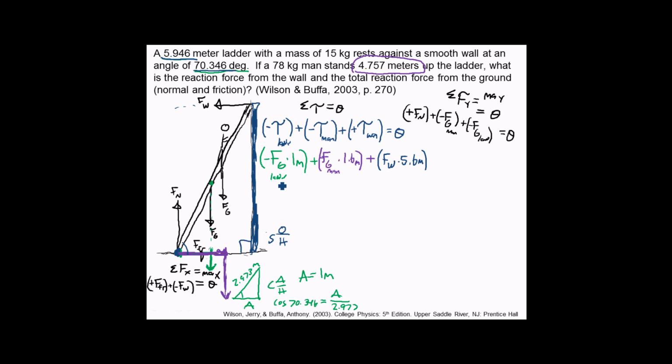And we know the force of gravity is mass times 9.8, so we have the mass of the ladder times 9.8 and the mass of the man times 9.8. It all equals 0, and the only unknown is the force of the wall. When you calculate that out, the wall force will come out to be 244.65 newtons.